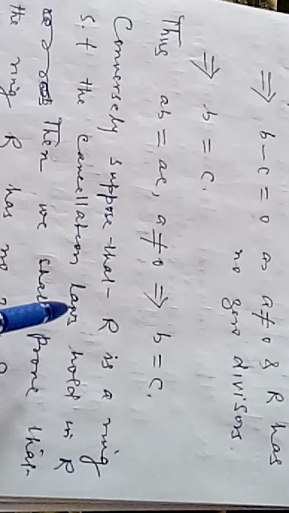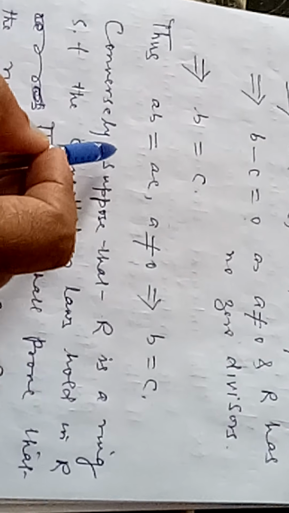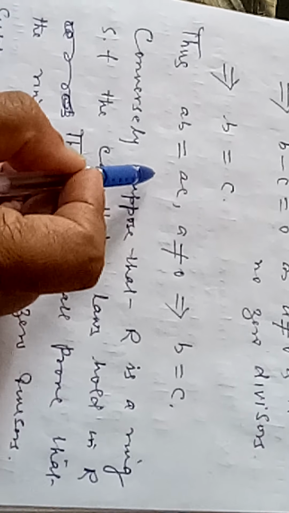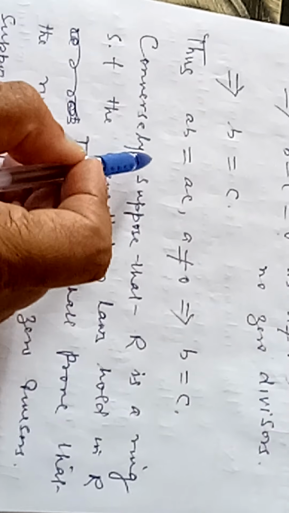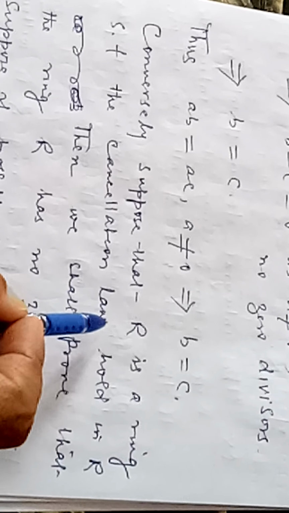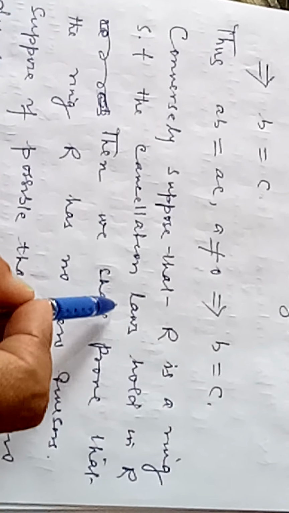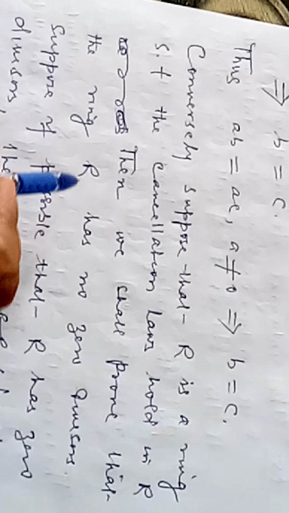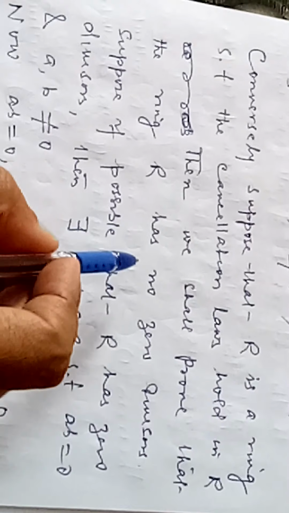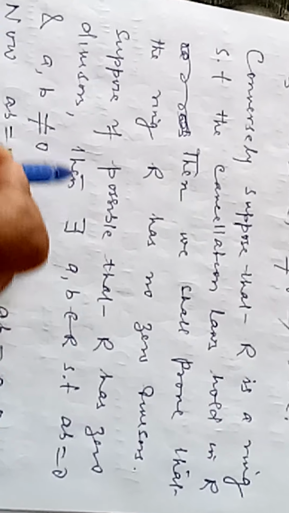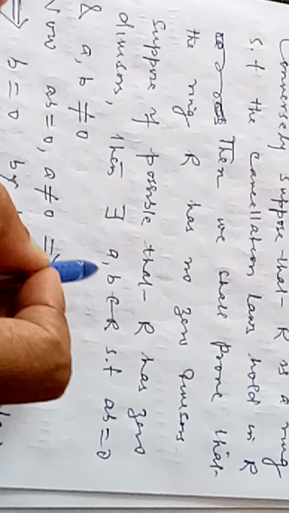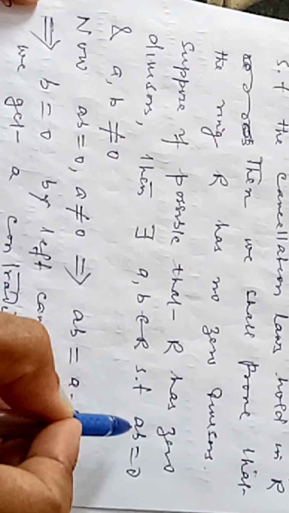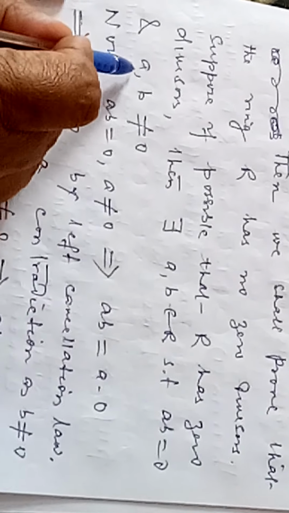Similarly, we can show that the right cancellation law also holds in R if the ring R is without zero divisors. Conversely, suppose that R is a ring such that the cancellation laws hold in R, then we shall prove that the ring R has no zero divisors. Suppose, if possible, that R has zero divisors, then there exist a, b belonging to R such that ab is equal to 0, where a is not equal to 0 and b is not equal to 0.